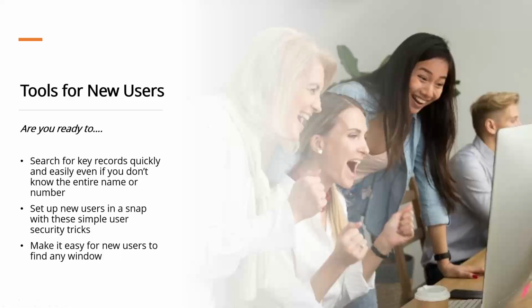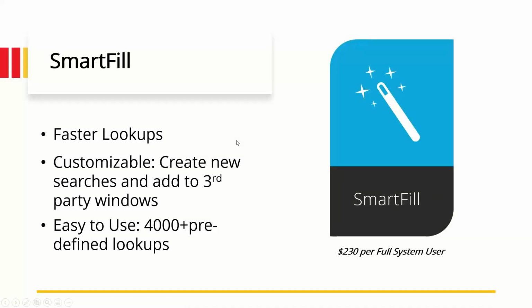So we have the ability to do some fun things with searching. We have a tool called SmartFill, which I'm going to demo and show you a little bit more about in a moment. You can easily search all kinds of key records in GP, whether it's an inventory item, a vendor ID, customer ID, lots of different things. It's set up with over 4,000 predefined lookups, and it is customizable, so you can add a lot of different things to look up.